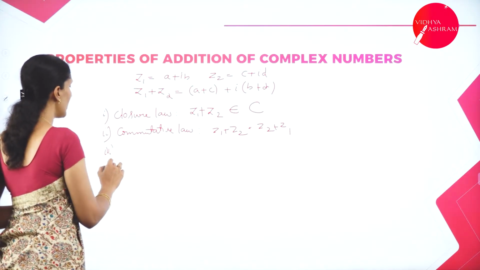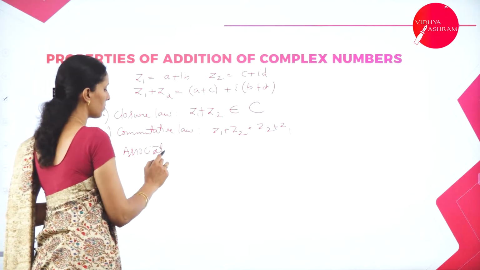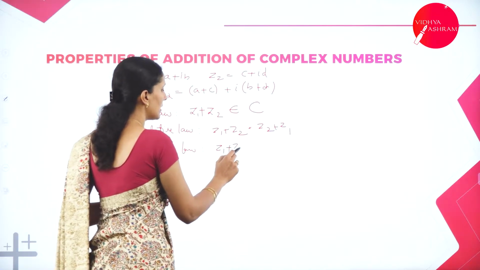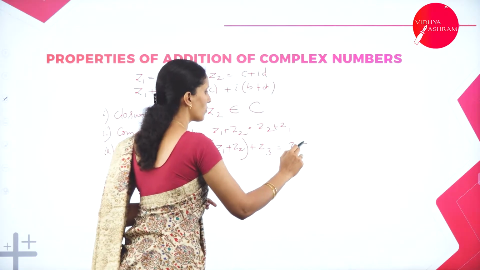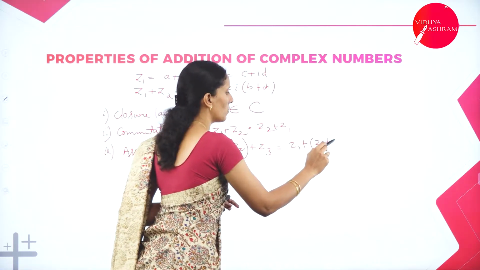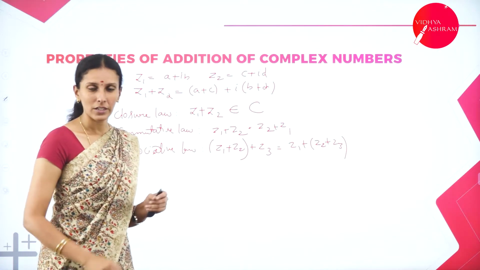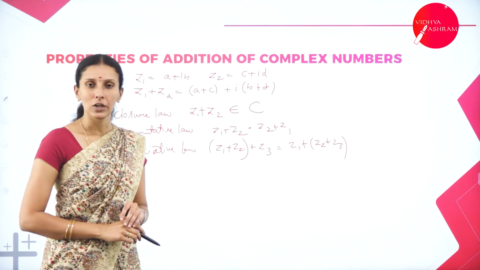The third one is the associative law. So what does the associative law say? z1 plus z2 plus z3 is equal to z1 plus z2 plus z3, grouped either way. So this is the associative property. The associative property also holds for the addition of complex numbers.